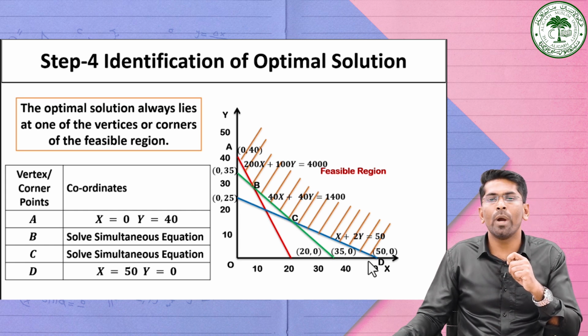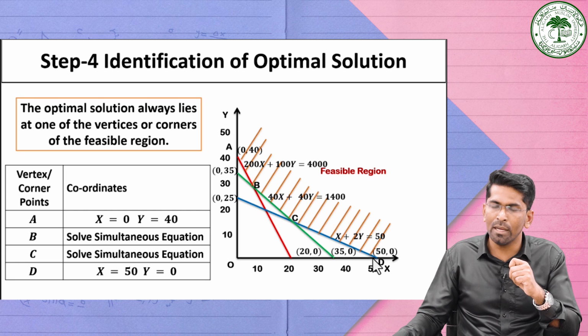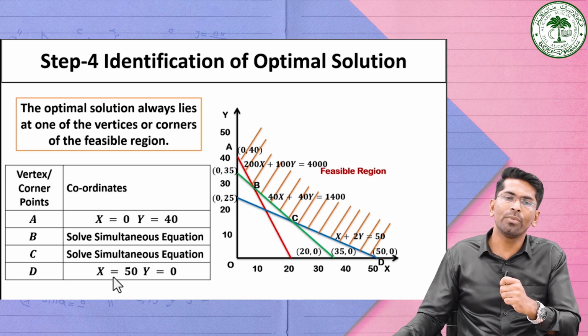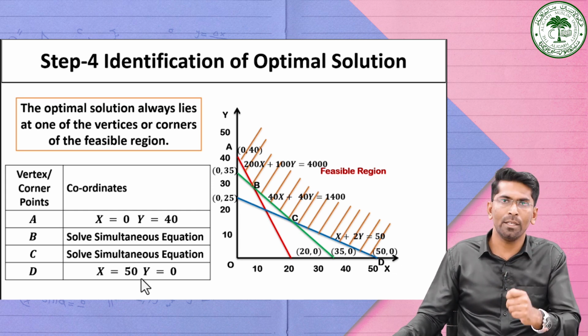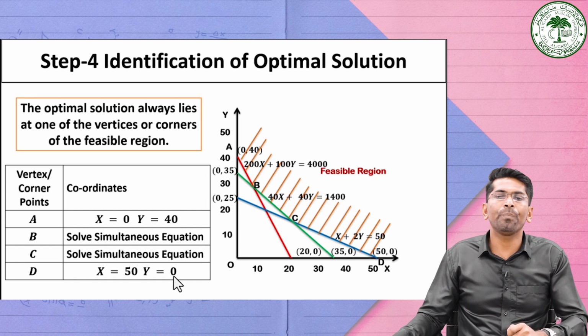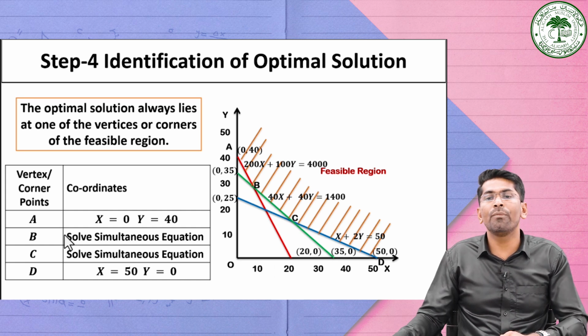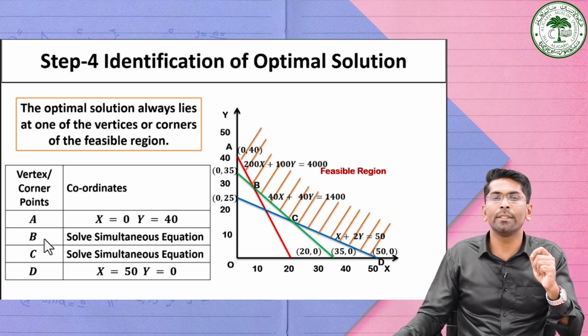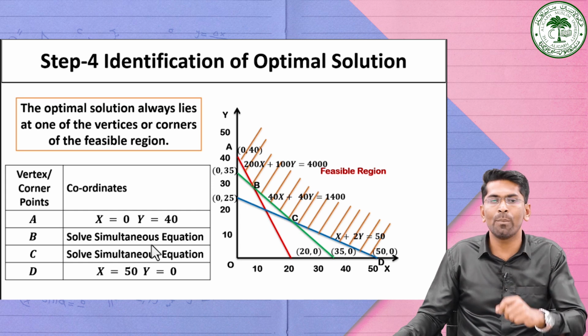Then the last point, point D. At this point D, what is the value of x? The value of x is equal to 50, and the value of y is 0. So we can write it here: x is equal to 50 and the value of y is equal to 0. Now we are going to find the value of x and y at point B and point C, where we want to solve the simultaneous equations.